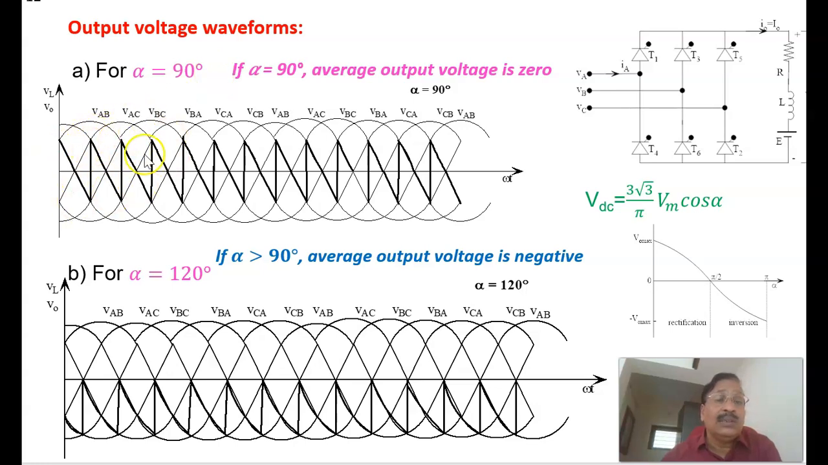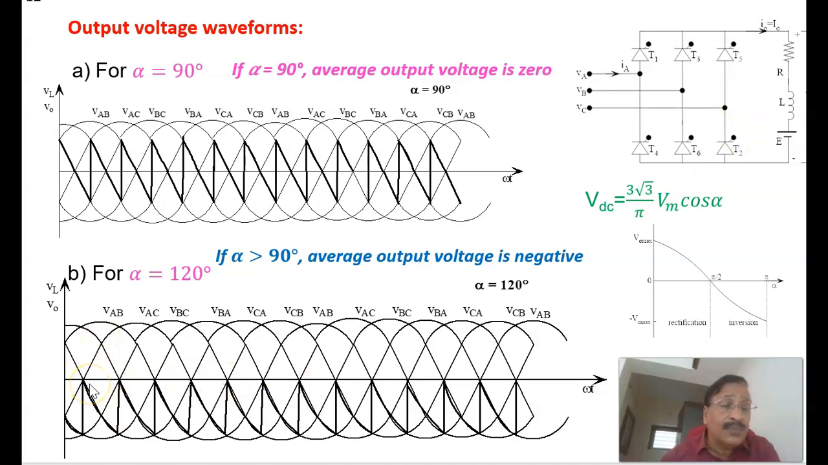See, what is that one? If you take the average of this one, that is equal to 0. Average voltage, if you take the average of this darkened waveform, that is equal to 0 for a 90 degree. Now, if alpha is more than 90 degree, for example, it is 120 degree, this is the waveform as such.